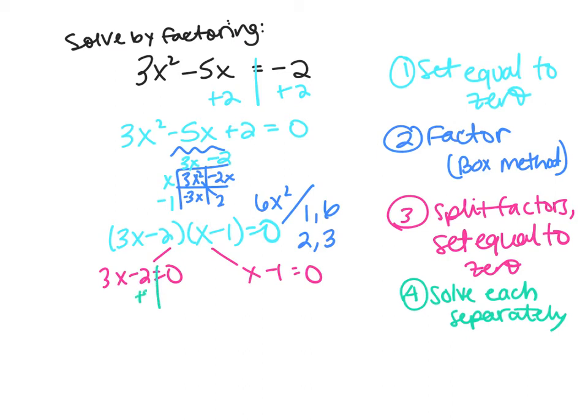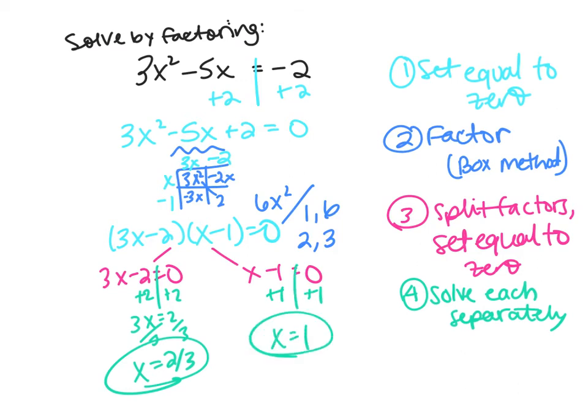So in this case, we would add 2 first to get 3x equals 2. Divide by 3, and we get x equals 2/3 for one answer. On this side, we would add 1 to both sides. Get x equals 1 for the other answer. So there's your quick review for factoring.